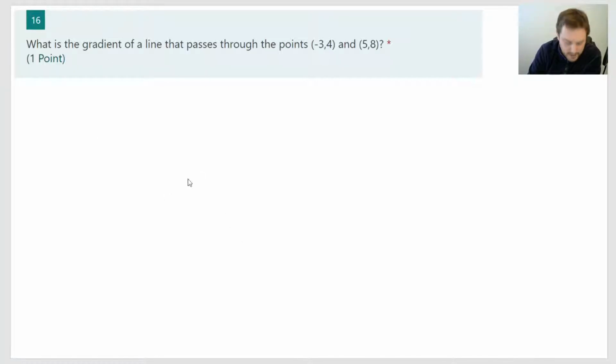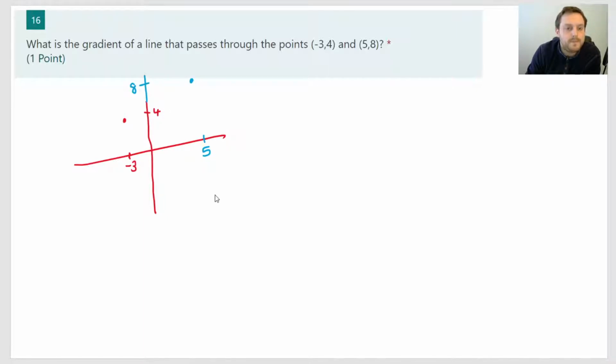Let's try it again, this time with these coordinates. So -3, 4. Notice I'm not doing it really accurately. I'm just doing a little sketch, right? It's a little sketch. Doesn't mean I'm doing it accurately at all. And then 5, 8 is there. And the question is what's this gradient?